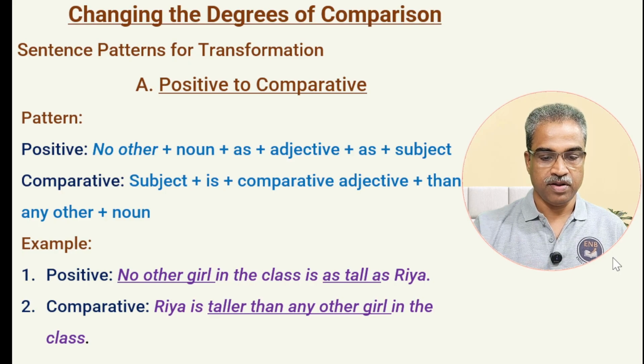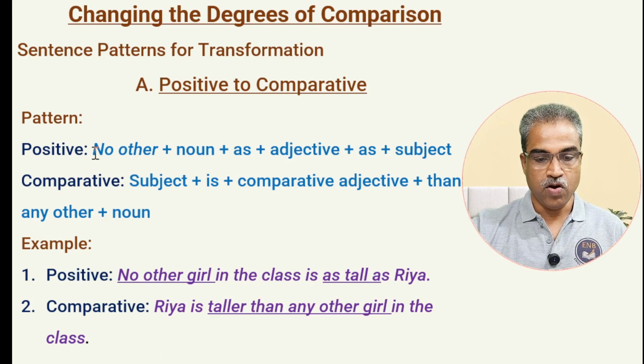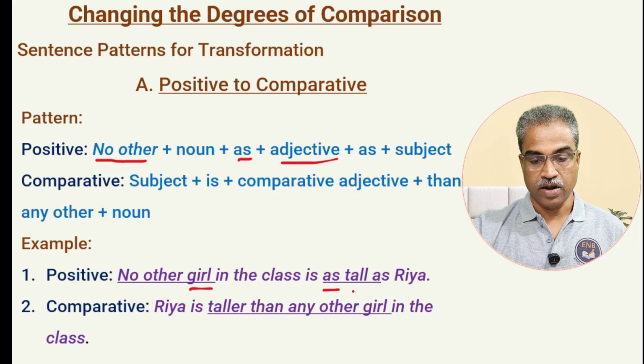What is the example? Come to the example, positive. No other. We started with no other. So here it is no other plus noun. So noun is girl. Okay. In the class, of course, is a phrase there. No other girl in the class. Okay. Is as. Here as. Adjective comes, tall. As tall.